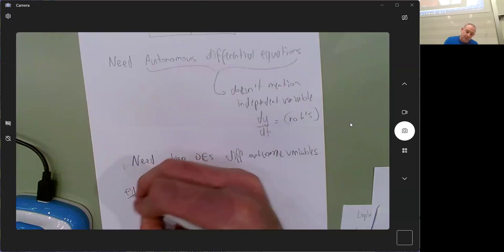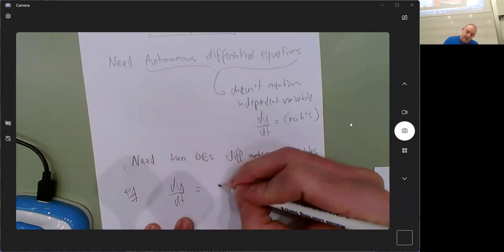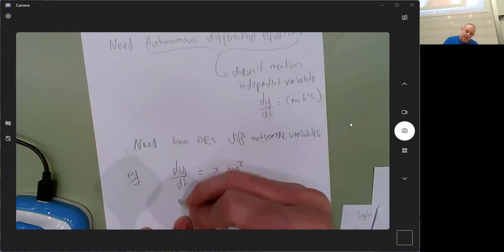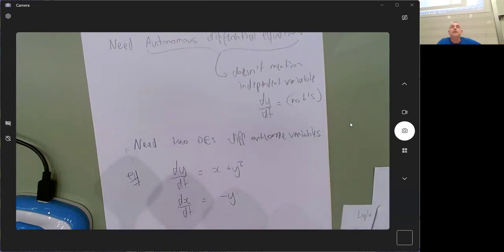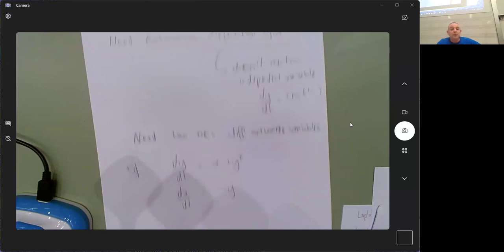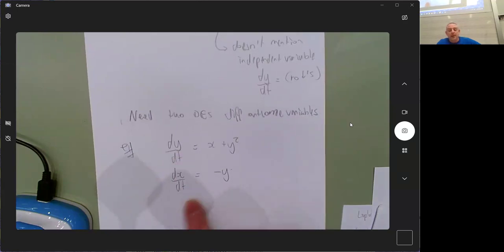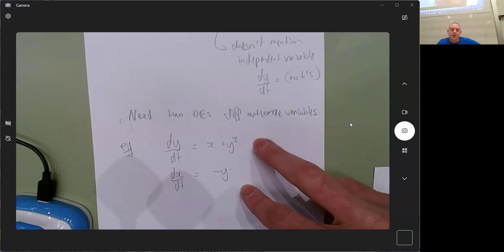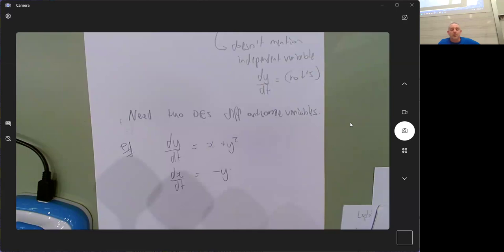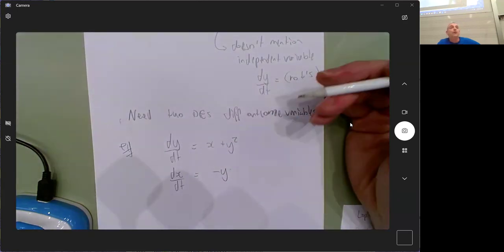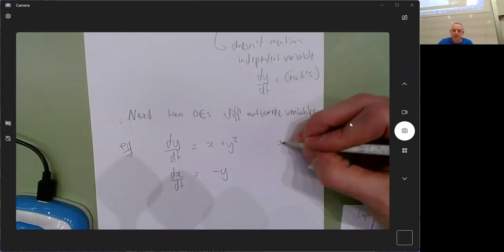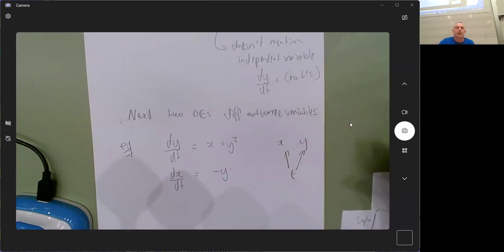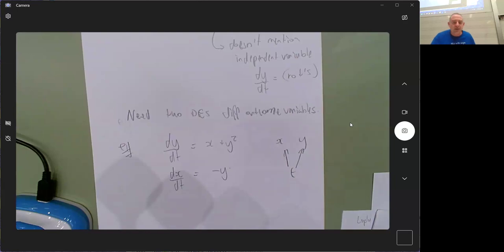So, for example, dy on dt is like x plus y squared, and dx on dt is like minus y, or something like that. These are autonomous because they don't mention the independent variable, and they're linked. They're a system of DEs because they each mention the other variable, and we've got two different variables. Both x and y are functions of time, but time isn't mentioned here. So that's the picture of what's going on, and this is the situation in which nullclines happen.